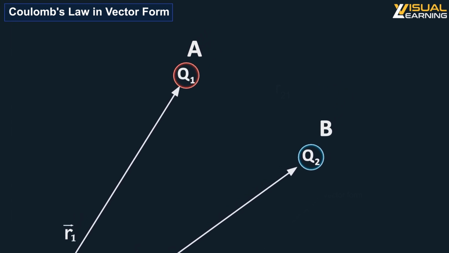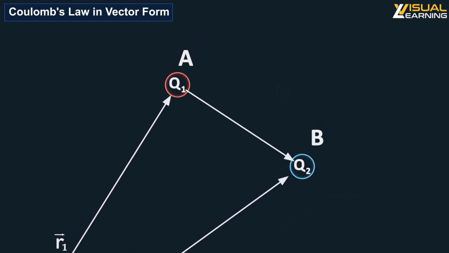Now we will consider a vector from point A to point B, which represents the distance and direction between the 2 points. If we take its direction from point A to B, we represent it as r12. And if we consider it from point B to A, we represent it as r21.